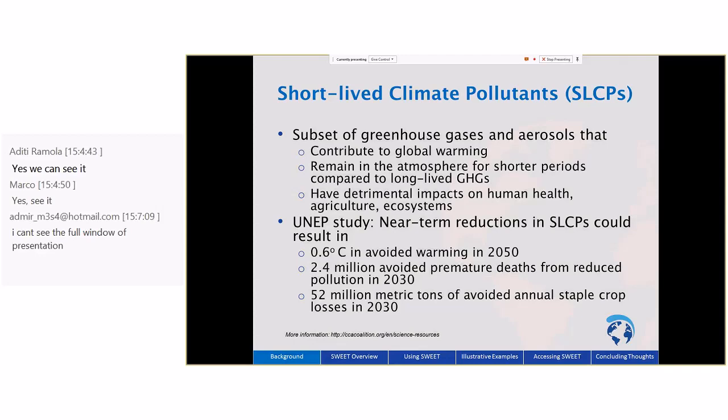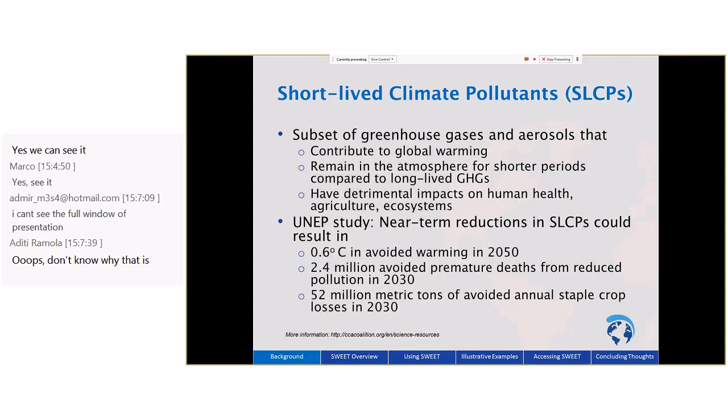So when we talk about short-lived climate pollutants, we're talking about a subset of greenhouse gases and aerosols that have a strong impact on climate. They remain in the atmosphere for short periods of time compared to long-lived greenhouse gases such as carbon dioxide, which can remain in the atmosphere for thousands of years. And SLCPs, in addition to contributing to climate change, have detrimental impacts on human health, agriculture, and ecosystems.